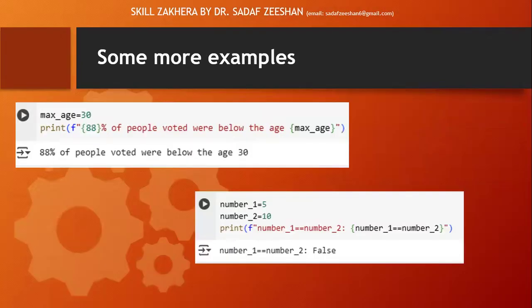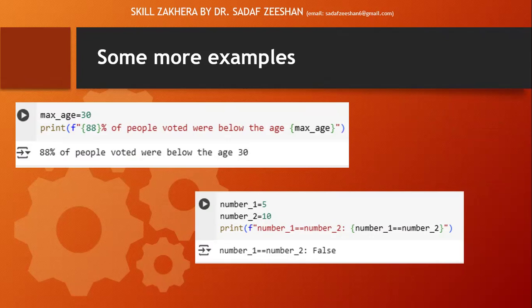So let's look at some more examples. So I have a variable called maximum age equal to 30, and I want to print a formatted string. So I'm going to add an F value, double quote start, name of the variable. Now I do not have a variable for 88 here. So what I'm going to do is use a fixed value. Since I'm using an integer, I'm going to use curly brackets over here of people.